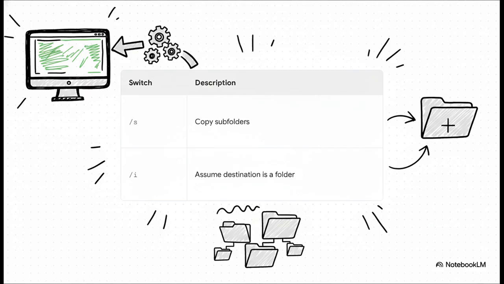Now, the magic of xcopy comes from these little add-ons called switches. They let you tell the command exactly what to do. For example, /s tells it, hey, copy all the subfolders too. And /i is super smart. It'll create the destination folder for you if it's not already there. Just like that, you don't even have to create the backup folder yourself anymore.